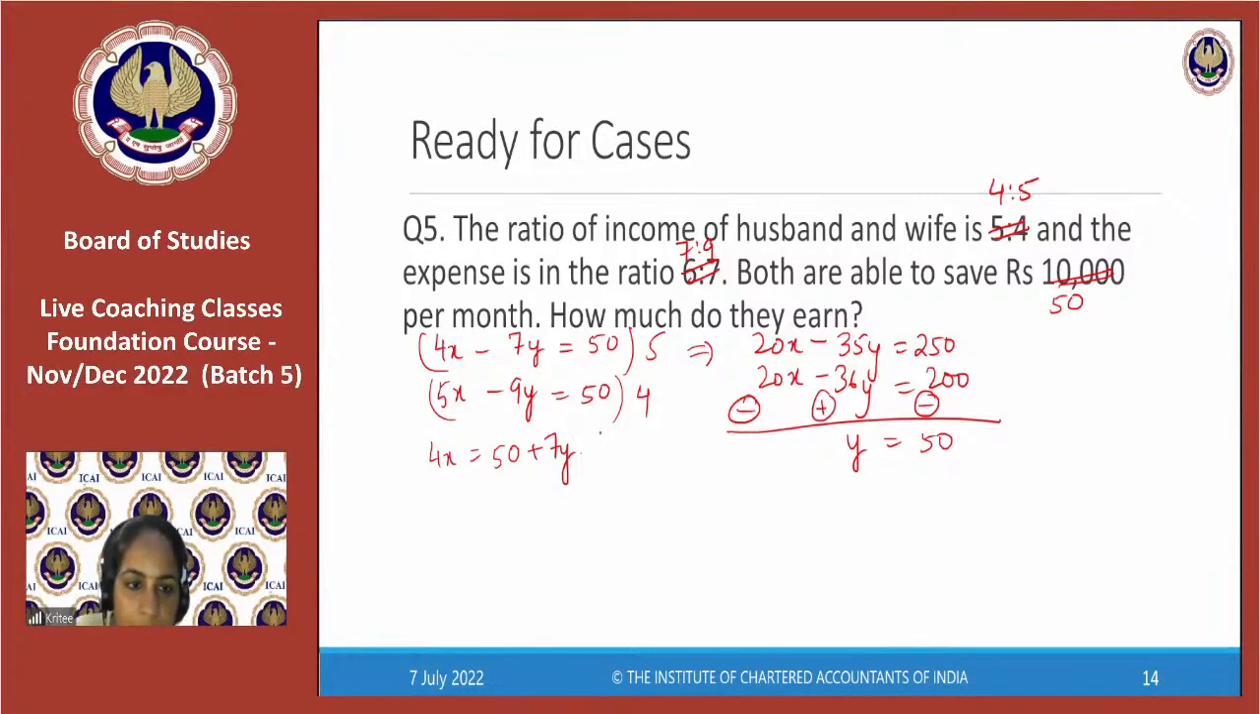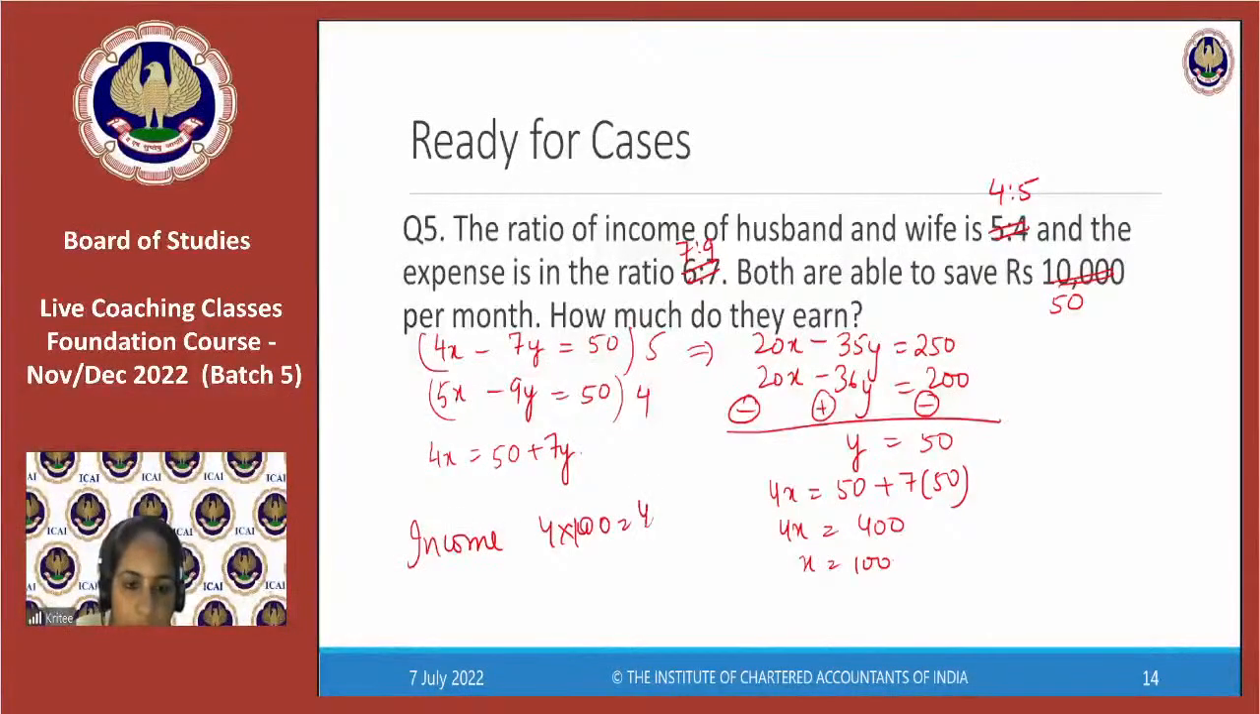Substitute in any of the equations. So your 4x is equal to 50 plus 7 into 50. That is, 4x is equal to 400 and x is equal to 100. So your incomes are 4 into 100, 400, and 5 into 100, 500. 400 and 500 are your incomes.